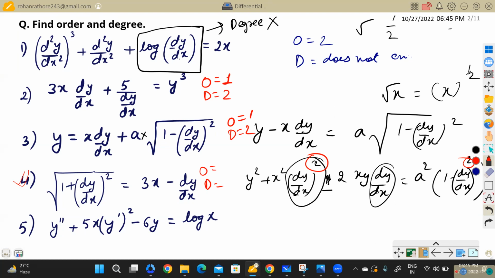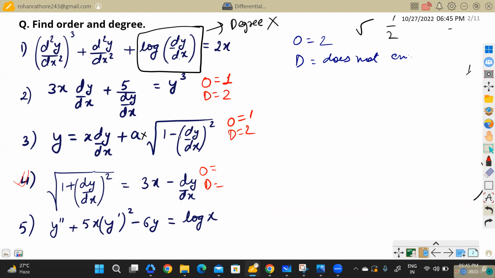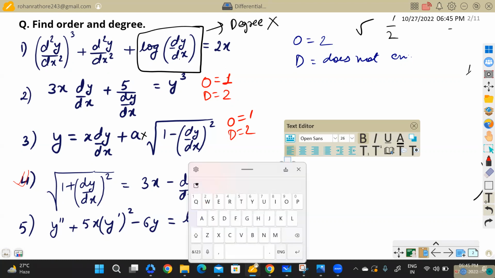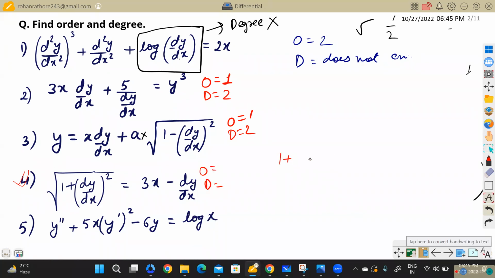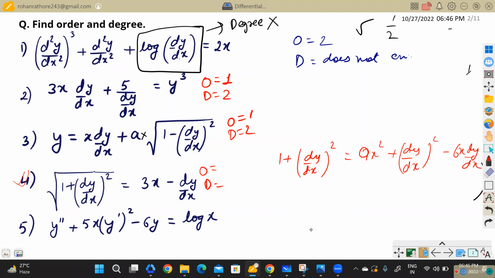So let's do this once to be completely sure. There is a little twist in this question, and that's why we are doing this. Okay, so let's square both sides to get 1 plus dy over dx to the whole square. Now squaring this side, we get 9x square plus dy over dx square minus 6x dy by dx. Is it correct?